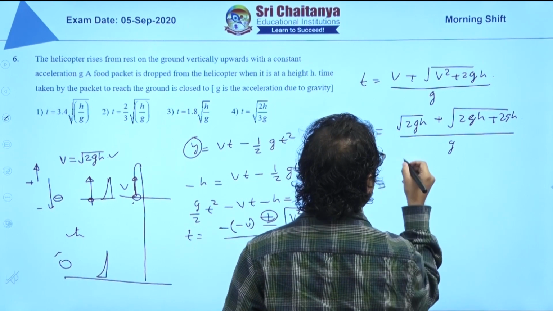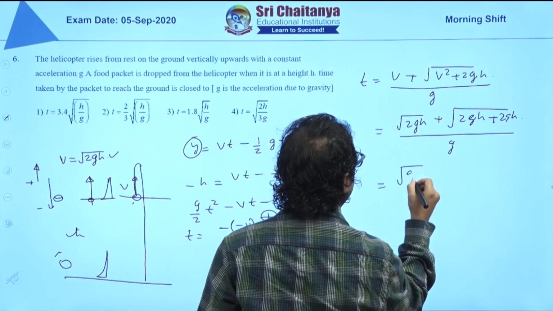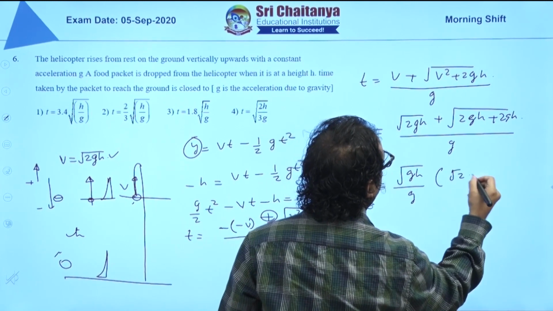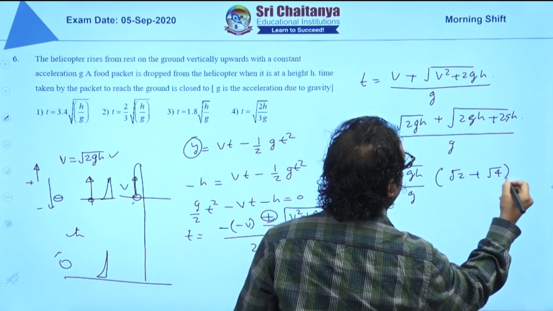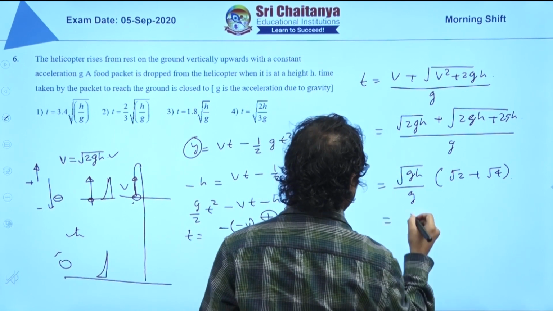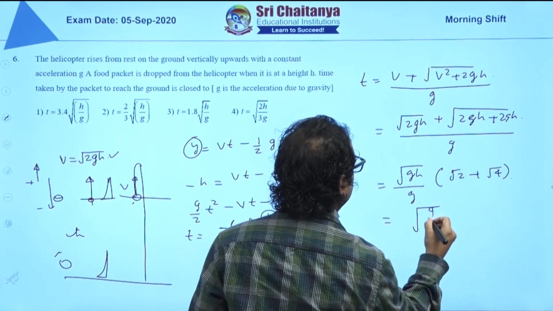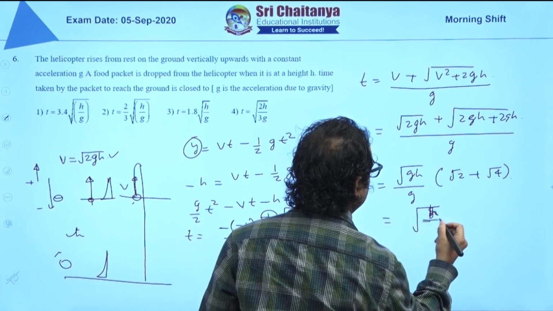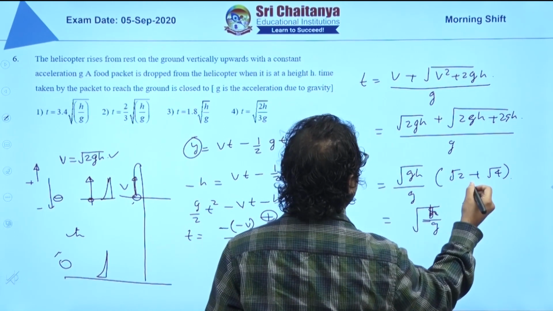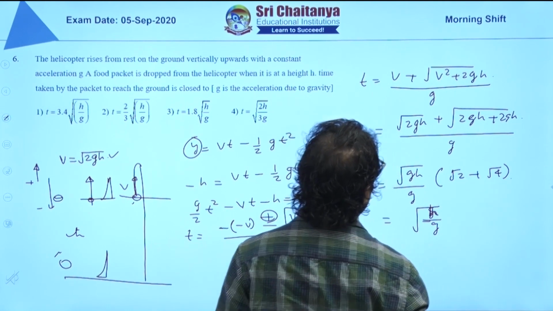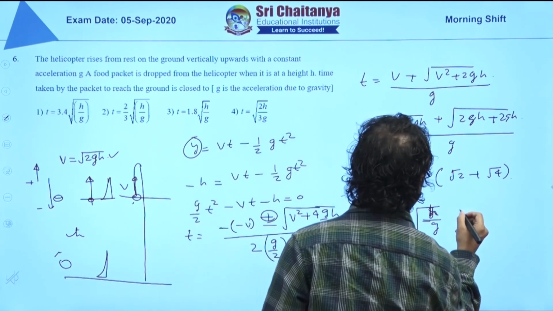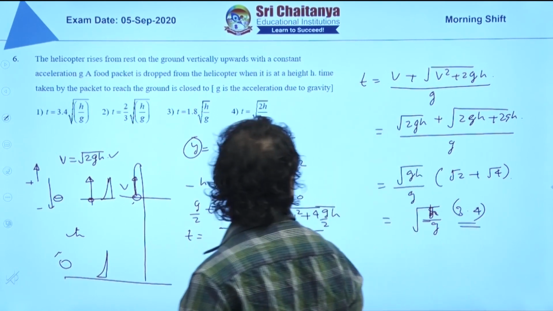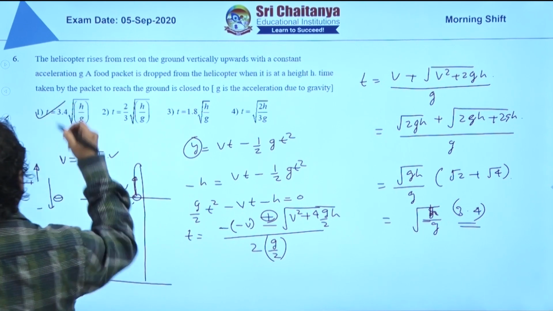So, that is nothing but root over of gh by g into root 2 plus root over of 4. So, that is root over of h upon g into, this is your 3.4, that you can say. So, we are getting the answer as first one is your right answer.